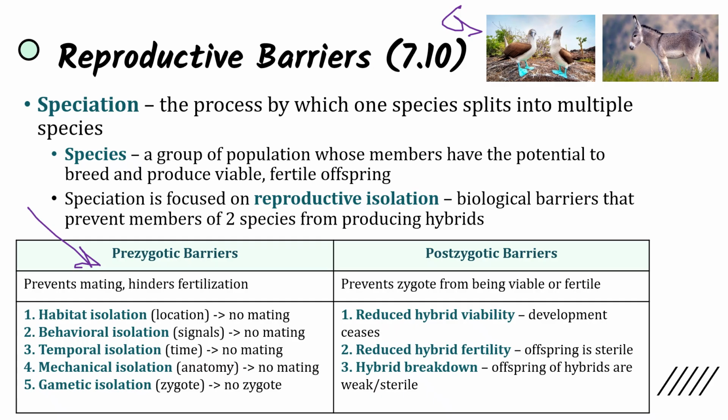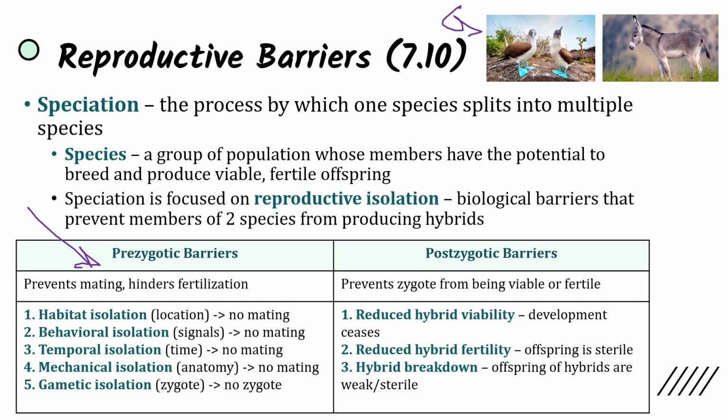There's no reproduction. Temporal isolation. If they reproduce at different times, different seasons, that means that no mating will happen. These are different species. Mechanical isolation. If the anatomy doesn't match up, no mating, different species. And lastly, gametic isolation. Even if reproduction can occur, if a gamete or zygote is not formed, then there will be no offspring.